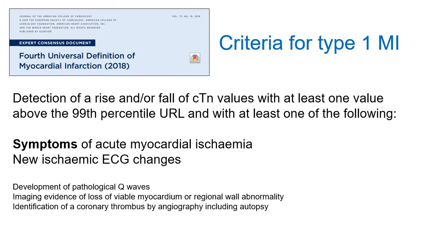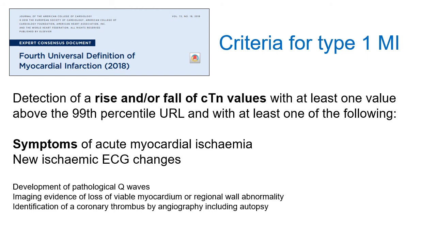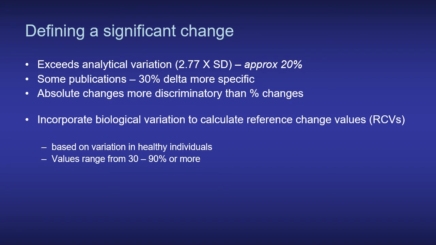So let's come back to the criteria for type 1 MI. Detection of a rise and or fall of cardiac troponin values with at least one above the 99th percentile. So exactly what is a rise and or fall? And it's not clear. So how do we define a significant change? And I can make a few discussion points.